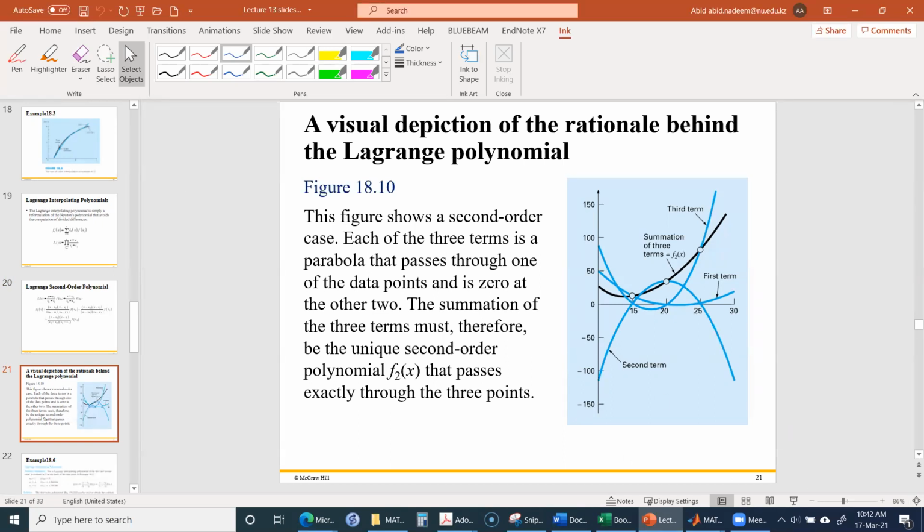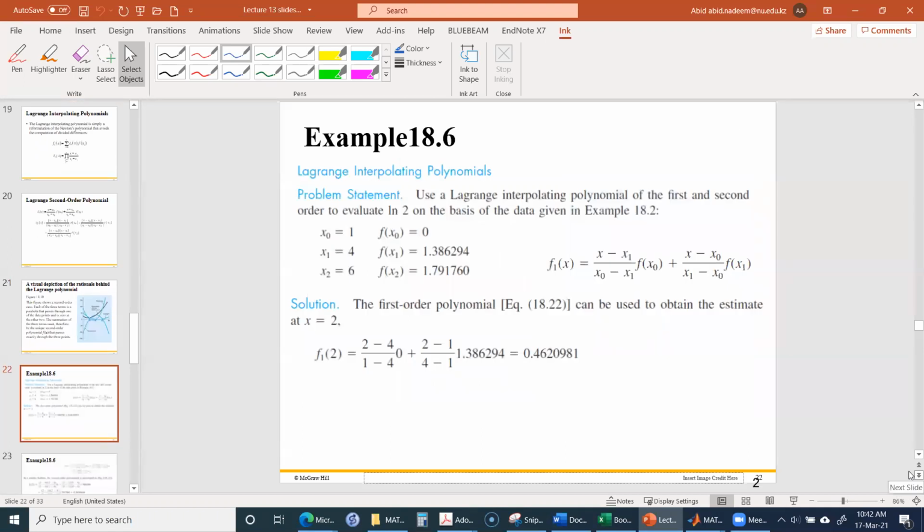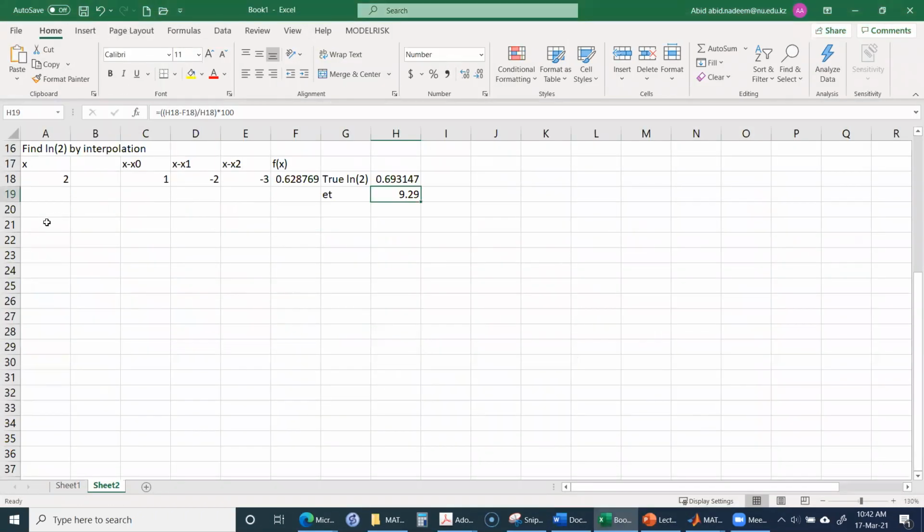Okay, so that was about the Lagrange polynomial, and then let's look at one example for the Lagrange polynomial, say maybe for the second order. So similarly, we can do it on Microsoft Excel. So let's do it over here. X, and then y is equal to log of x. So we took this function. So we took the values at 1, 4, 5, and 6.